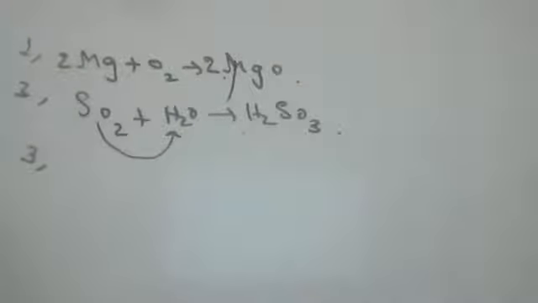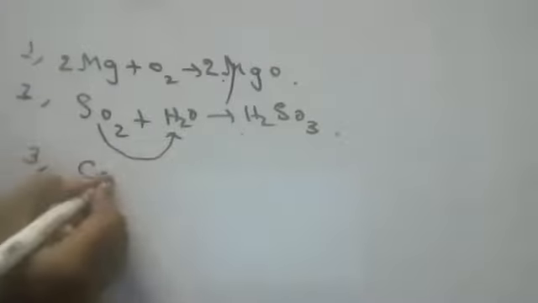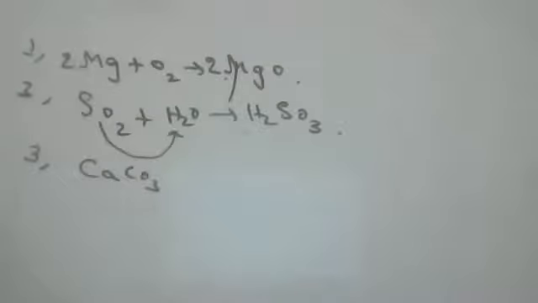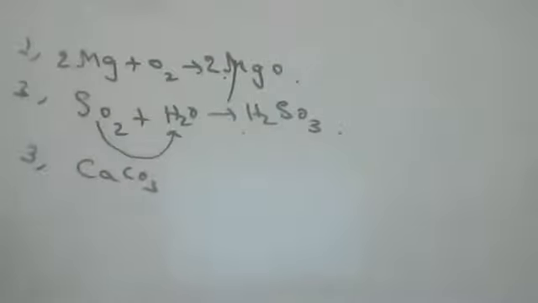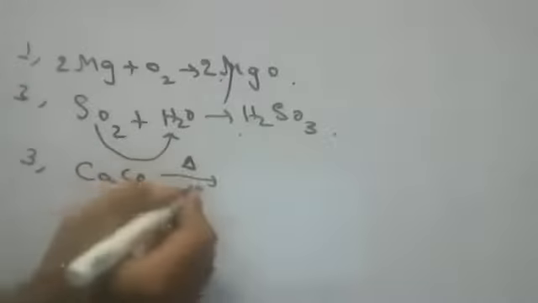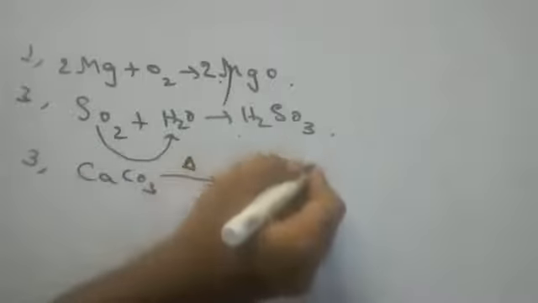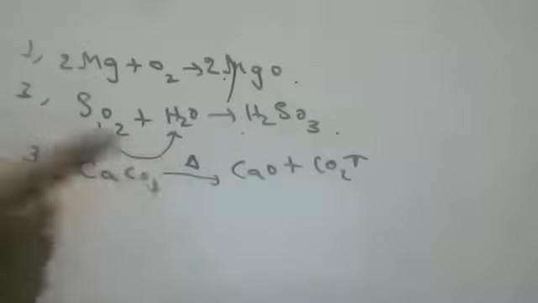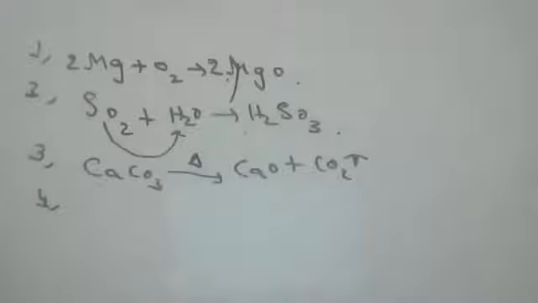Next, calcium carbonate reacts to give calcium oxide. Calcium carbonate on heating, it's a decomposition reaction, children. Gives CaO plus CO2 gas. CaCO3 on heating gives CaO and CO2 gas, decomposition reaction. Simple decomposition reaction. Okay, one molecule breaks down into two or more.